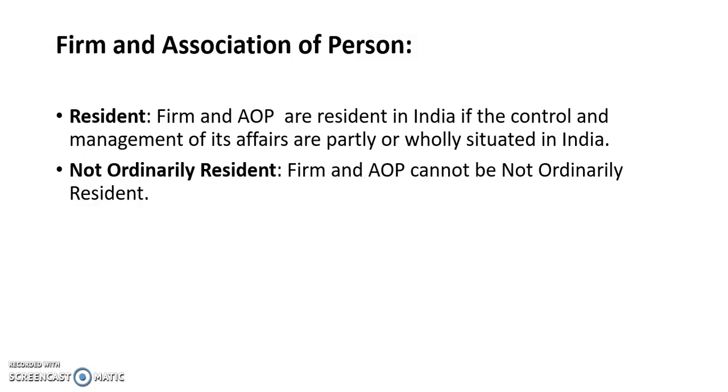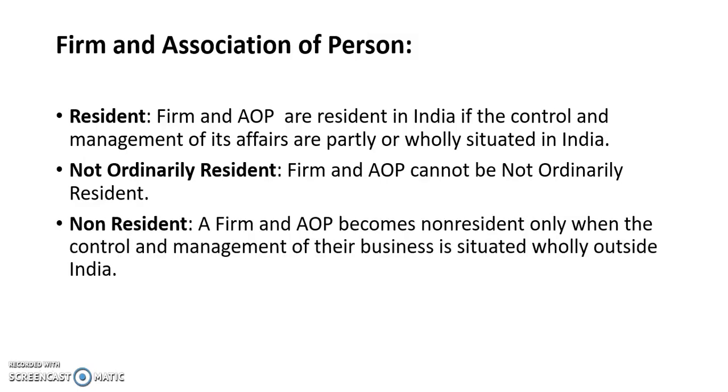Next, not ordinarily resident: for firm and AOP, again as for the company, there is no not ordinarily resident. Third is the non-resident. Firm and AOP become non-resident only when the control and management of their business is situated wholly outside India. So these are the statuses of the different assessees who pay income tax in the financial year if there is any income earned by these assessees.